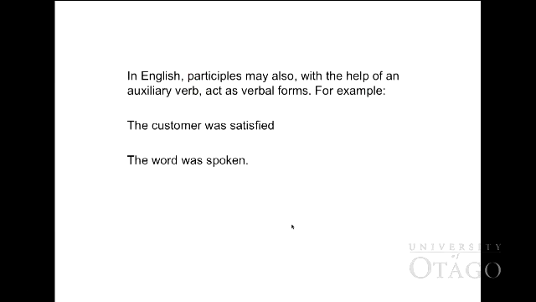In English, participles may act as adjectives, for example the satisfied customer, the spoken word. Participles may also, with the help of an auxiliary verb, act as verbal forms, such as the customer was satisfied, the word was spoken.